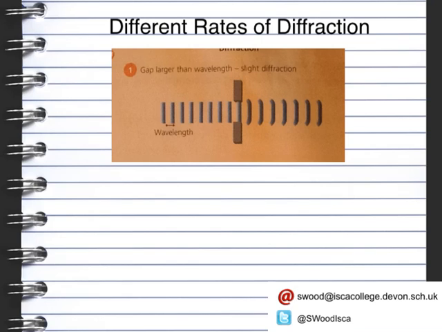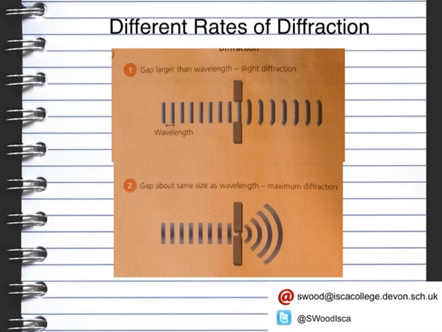Now, if we compare that with a gap that is similar to the wavelength, so we've got the wavelength here, the gap here is similar to that wavelength, we get a maximum diffraction, so we get a maximum curving of that wave.